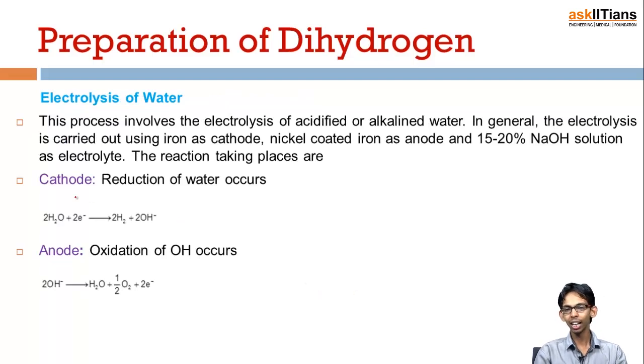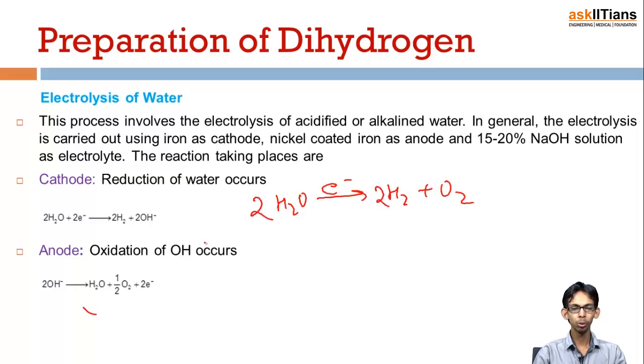Now next is electrolysis of water. This is how hydrogen is prepared on an industrial scale. Water is electrolyzed to give hydrogen and oxygen, and there are two different reactions taking place. At the cathode, water takes electrons to form hydrogen and hydroxide. At the anode, the hydroxide ion is converted into water and oxygen, and electrons are released. So this is electrolysis of water.